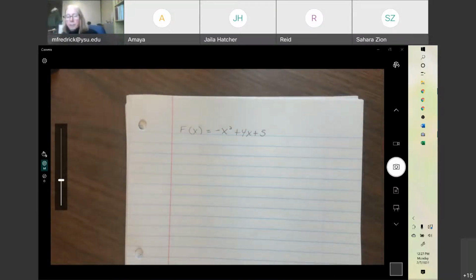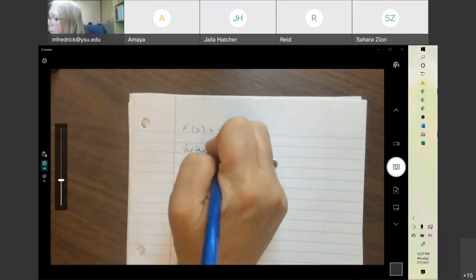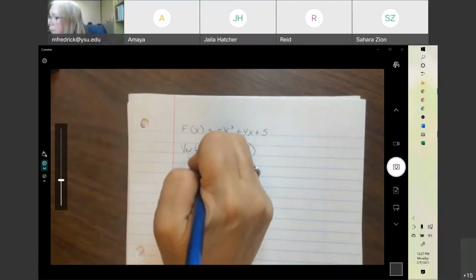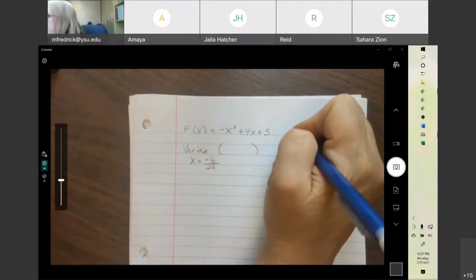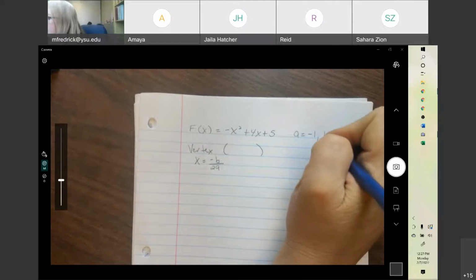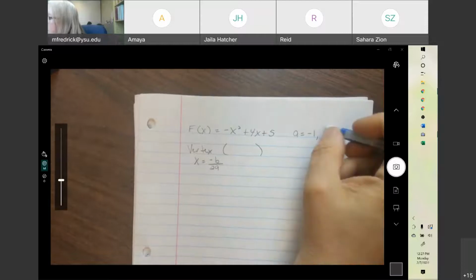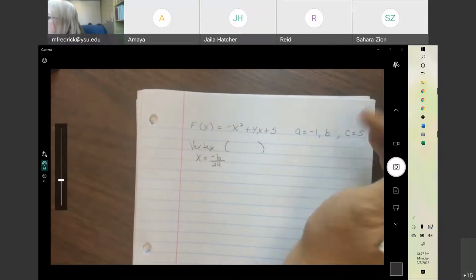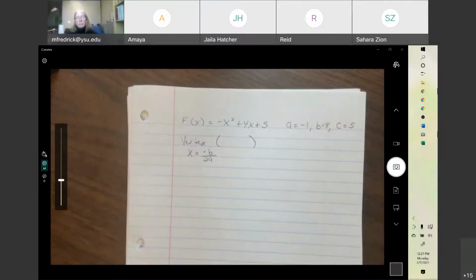So it says find the vertex, the x-intercept, the y-intercept, and graph. First thing, find the vertex. X is -b over 2a. A is -1, B is 4, and C is 5. Go ahead and find the vertex.